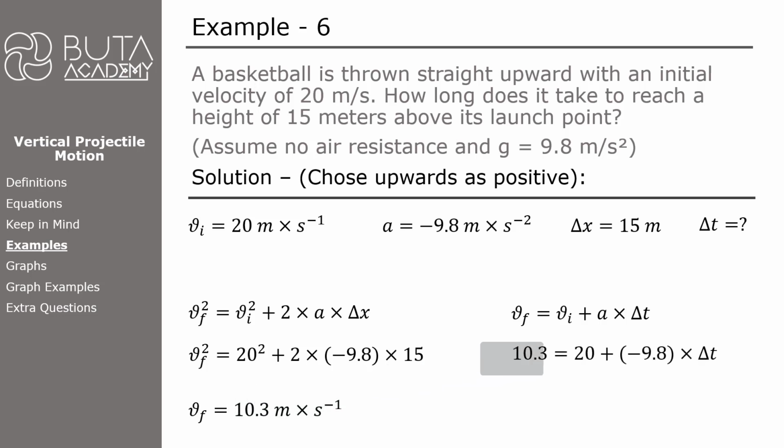We substitute it in the second equation, where initial velocity is 20 meters per second and the acceleration is negative 9.8 meters per second square. Time to reach the height of 15 meters is equal to 0.99 seconds.